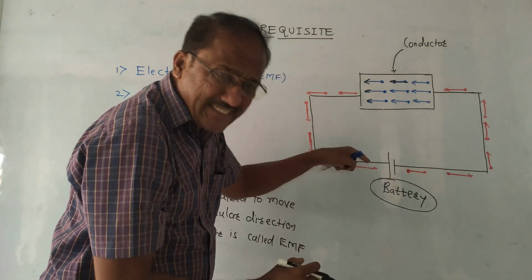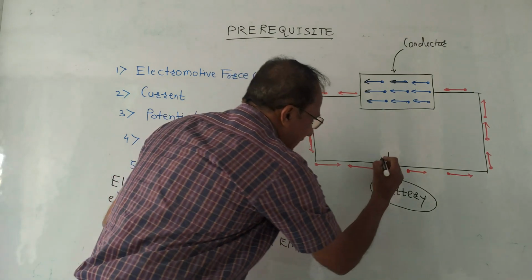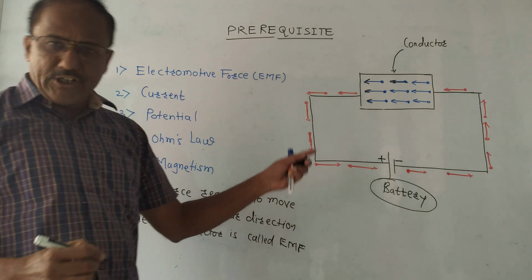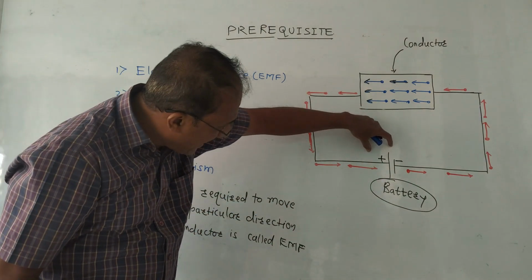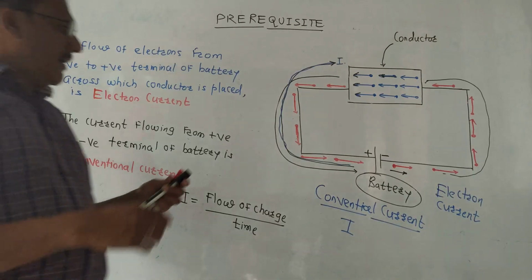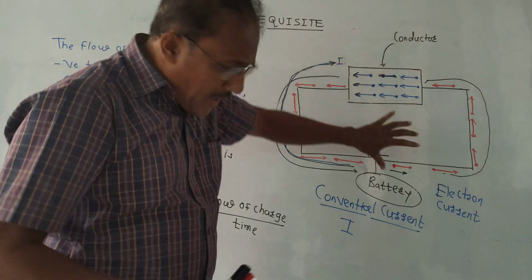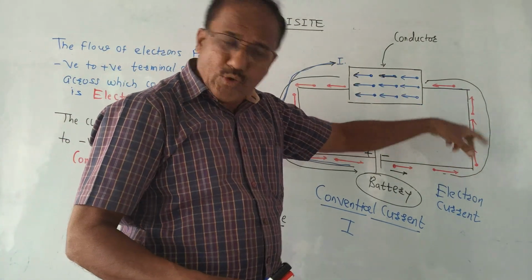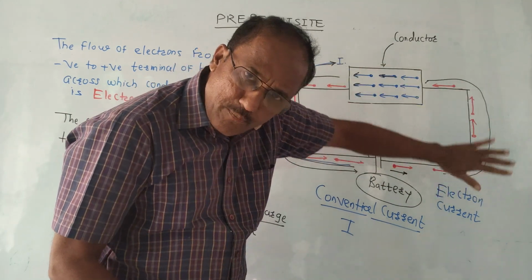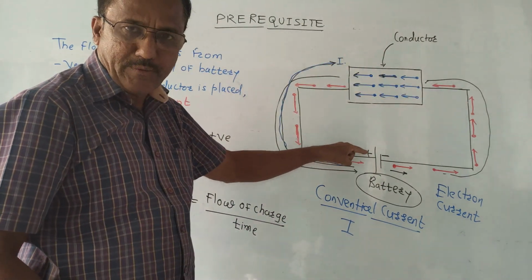As far as this battery is concerned, do remember the basic things. The longer terminal of the battery is called the positive terminal, whereas the shorter terminal is called the negative terminal. This red arrow indicates the motion of electrons. As we discussed, the conventional current is in the opposite direction to the electron current. What is electron current? As shown in this diagram, it is the motion of electrons from the negative terminal of the battery towards the positive terminal of the battery.